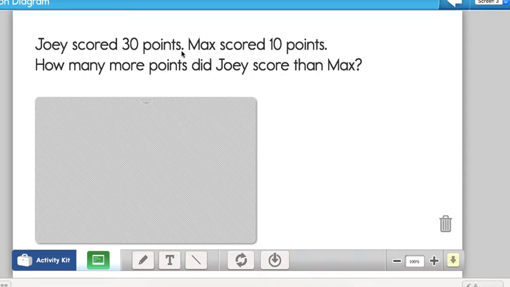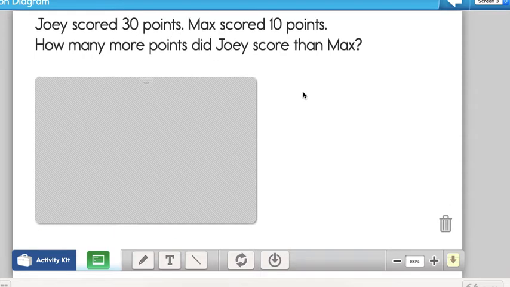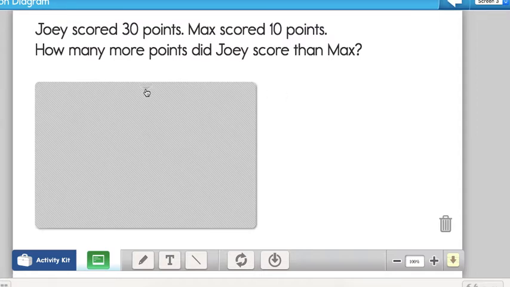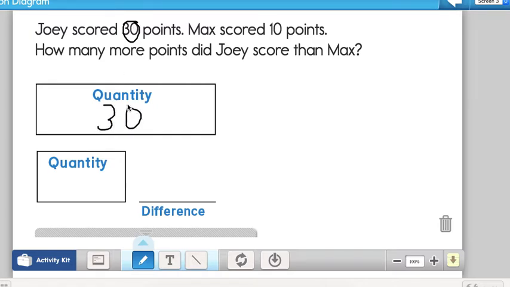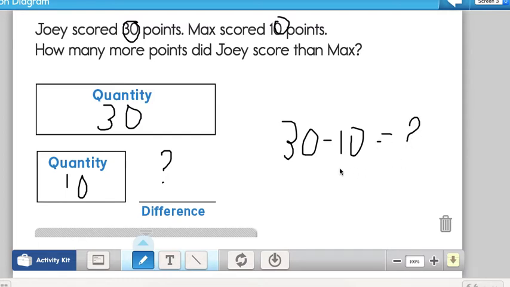Now, we can do this with other things. Joey scored 30 points. Max scored 10 points. How many more points did Joey score than Max? Well, here is our diagram. Remember, I'm going to put my higher number at the top, so that's 30 in that quantity. My lower number, which is 10, goes in this quantity. And I'm looking for the difference between them. Well, 30 minus 10 is equal to question mark. And when I find that out, I find that it is 20.